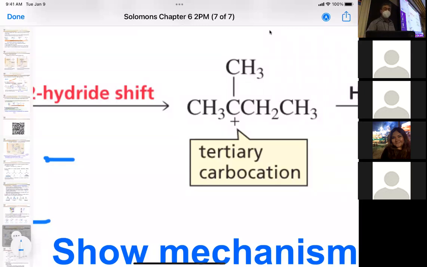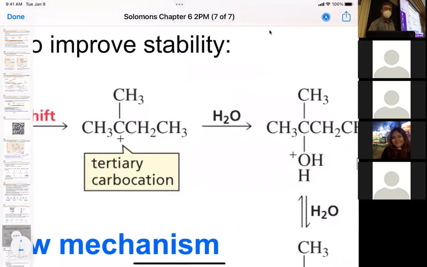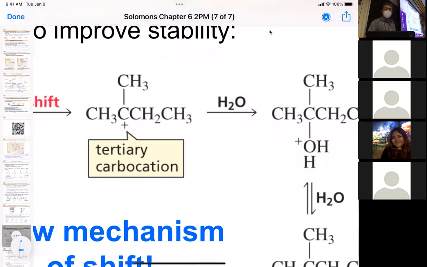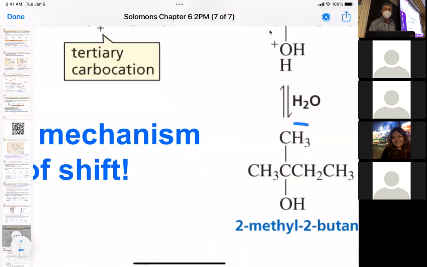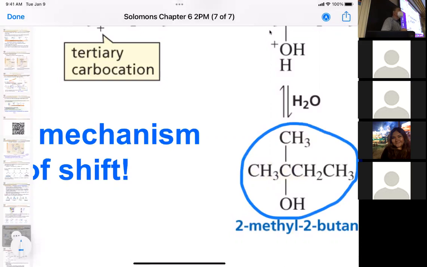Now that we have this tertiary carbocation, it's going to react with water. And after it reacts with water, it's going to give us our alcohol here. Now notice it's giving us our tertiary alcohol. Okay, so first step is carbocation formation, then the nucleophile can react with it. Of course, it's going to rearrange first, so you got to plan for that. And then we can get our alcohol out of it.